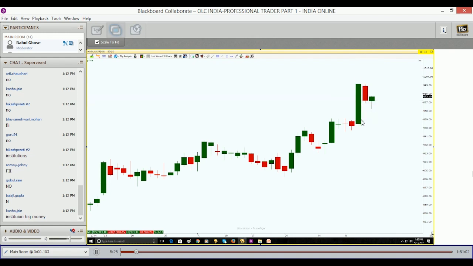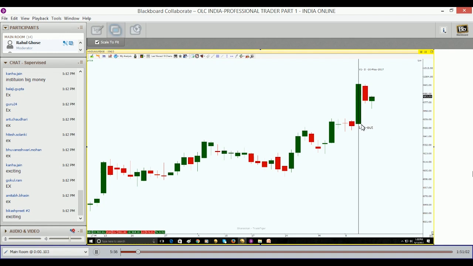Now, this big green candle, is it a boring candle or an exciting candle? Exciting. Very evidently, you will notice that the body is much greater than the wick. I call this exciting candle my leg out.